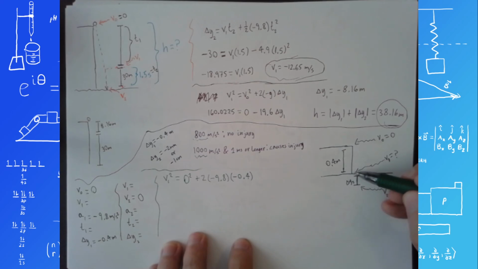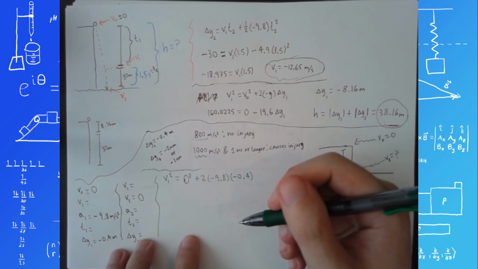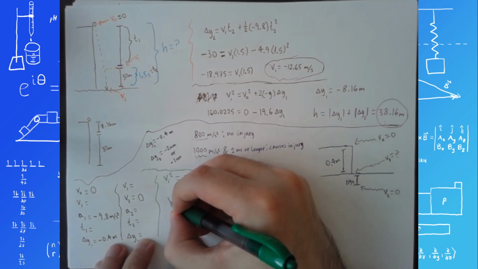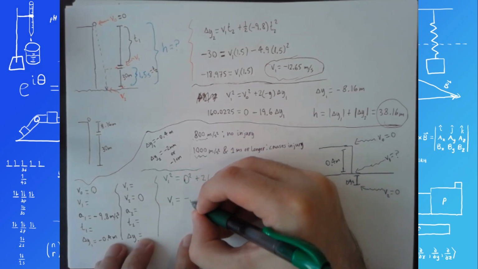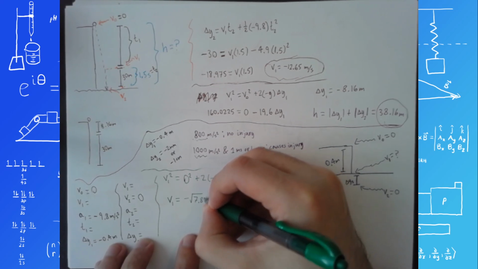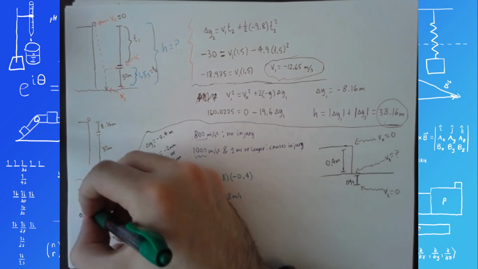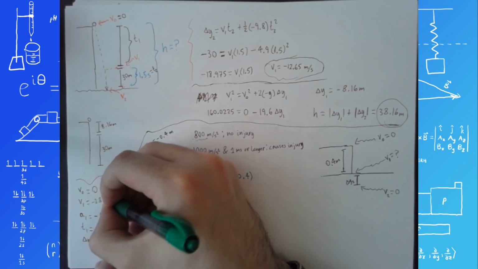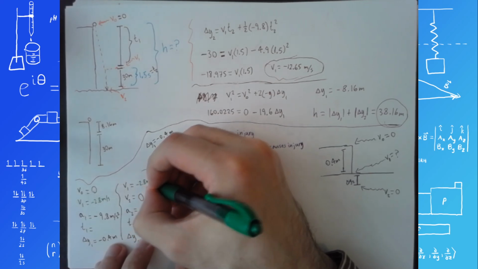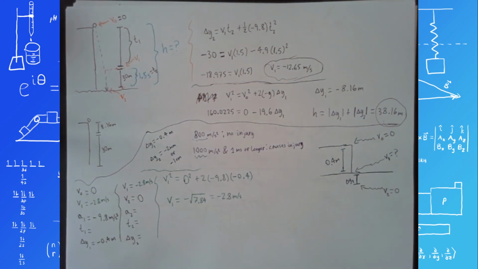V1, the child's velocity just as they're about to hit the floor, is a downward velocity. For us, we use a negative sign for downward. So I'm going to have V1 equals the negative square root of 7.84, which equals negative 2.8 meters per second. Okay, so that takes care of V1.